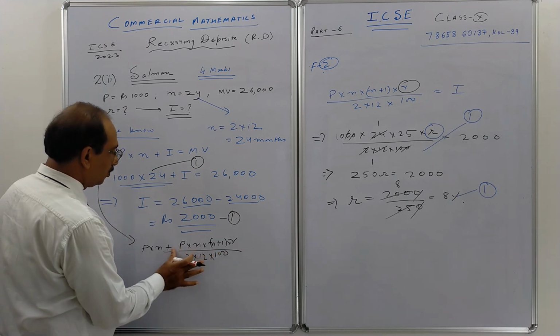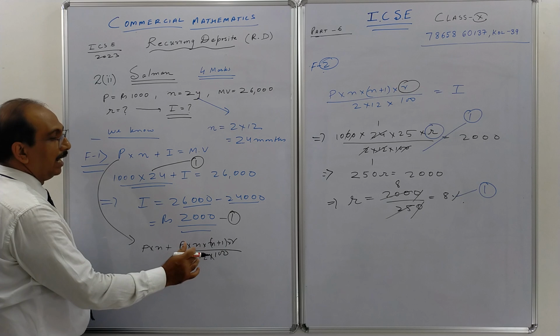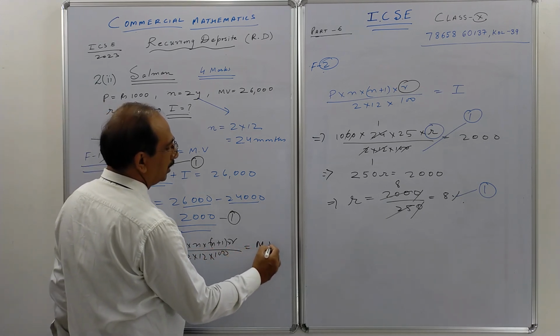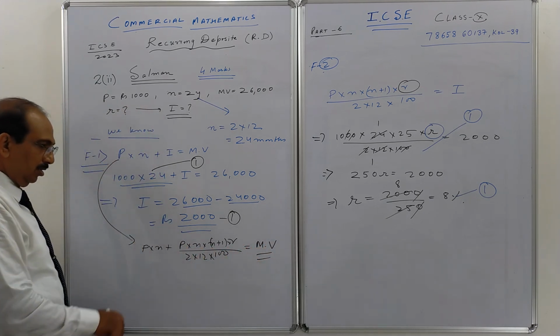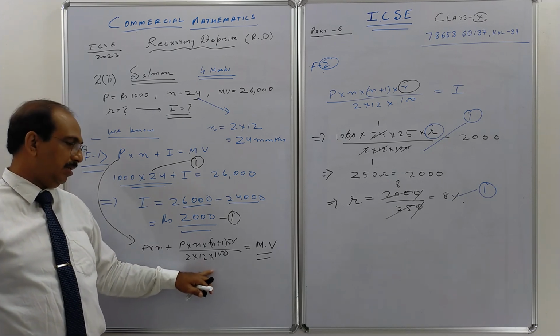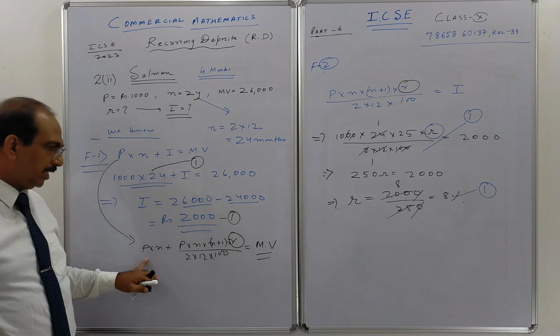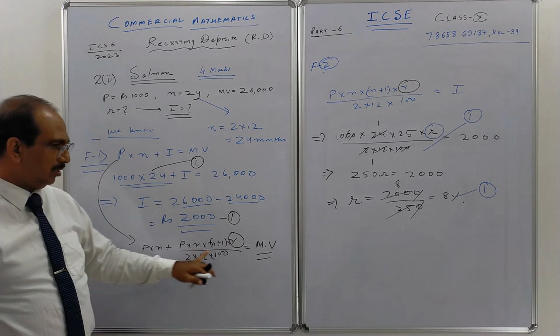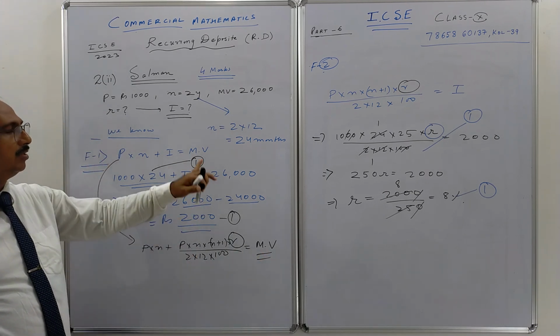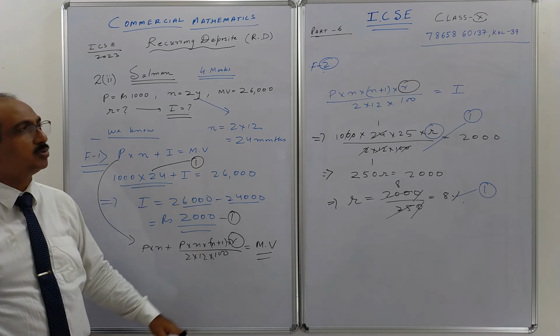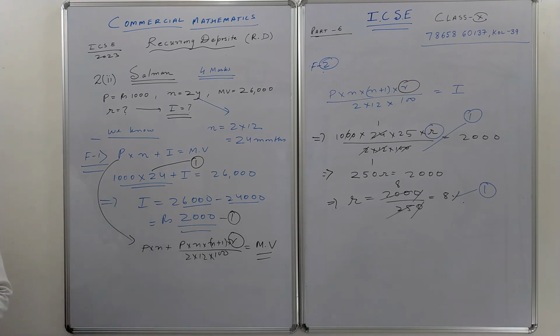So here what we have done is substituted the maturity value for I's value. With this one direct formula you simply substitute and you will get R directly. Otherwise we subtract, then we get I, and then we solve. So this direct method is also possible. Kindly pause the video and copy.